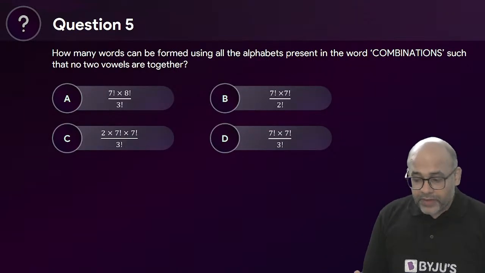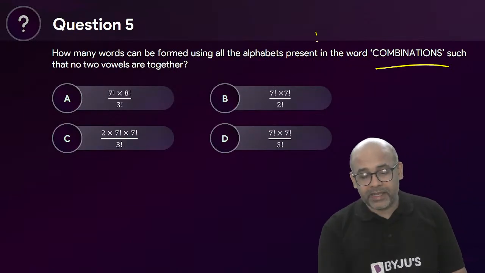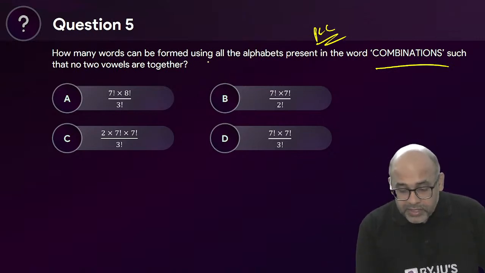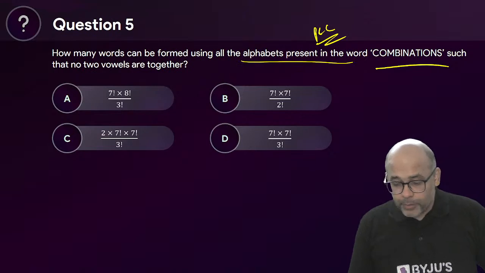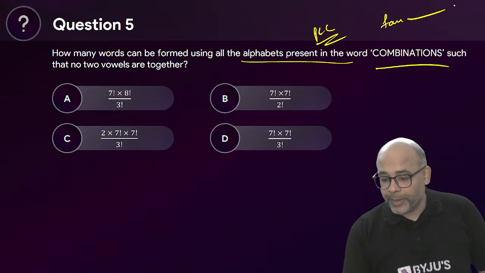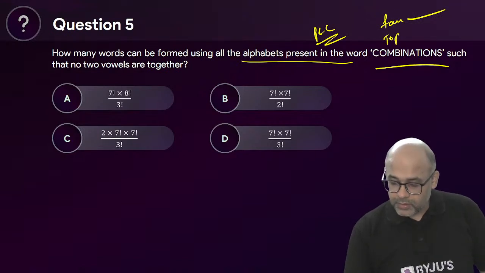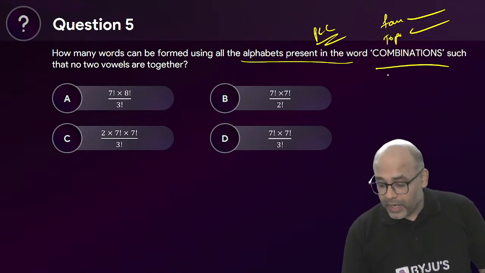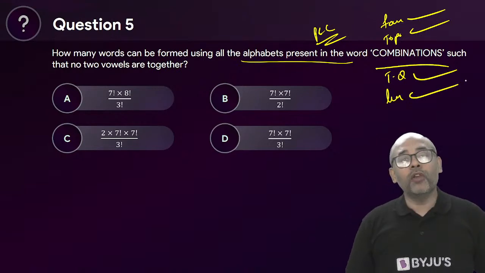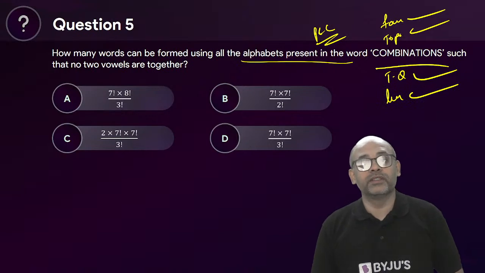So once again, you have this. It's a combination. Basically, it's a PNC. Very typical PNC. How many words can be formed using all the alphabets present in the word combination such that no two vowels. Again, familiarity, tick, topic. I love the topic. Type of question. I love the type of question. Length. All four in my favorite. I'll go ahead and attempt this.